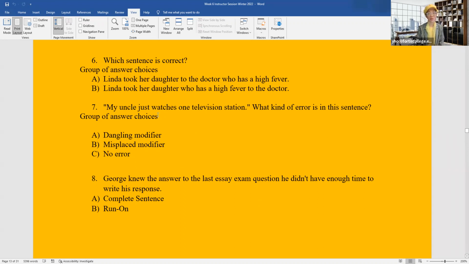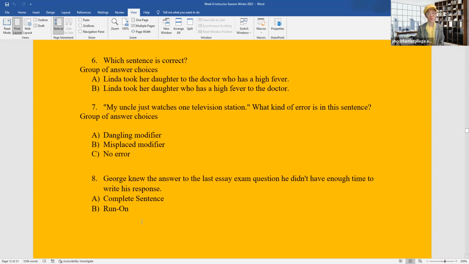What kind of error is in my uncle just watches one television station? So I have to move just in order to make this correct. My uncle watches just one television station. So if I have to move the modifier around to make it make sense, that's known as a misplaced modifier because the modifier is not in the correct position.